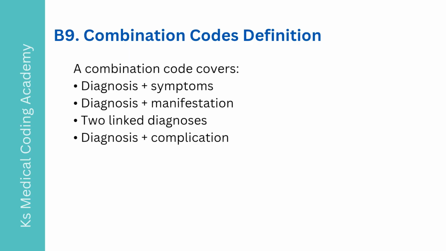Combination codes definition. A combination code is a single ICD-10-CM code that includes more than one clinical concept. This may include a diagnosis and its symptoms, a diagnosis with a manifestation, two closely related diagnoses, a diagnosis with a complication. Combination codes reduce the need for multiple codes.